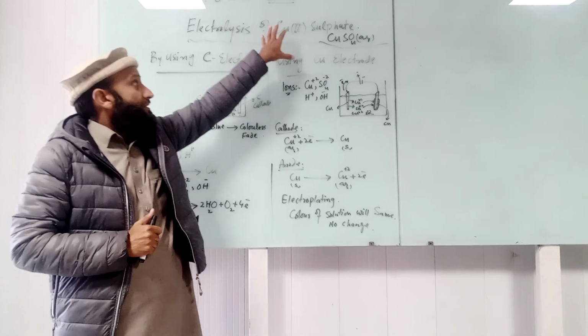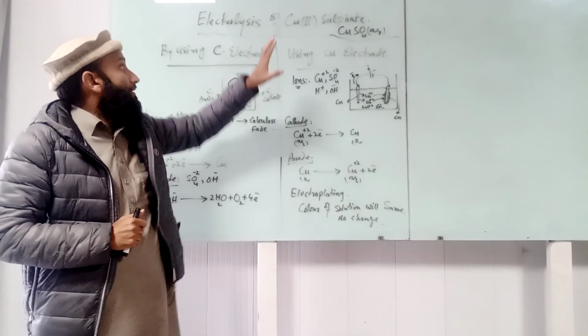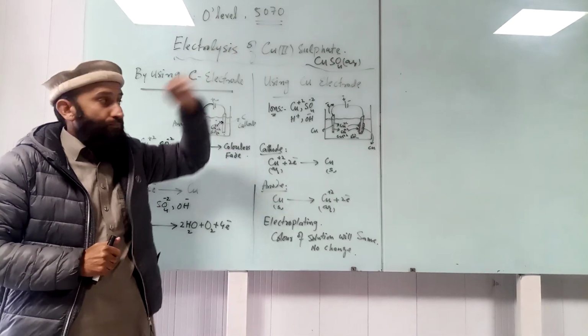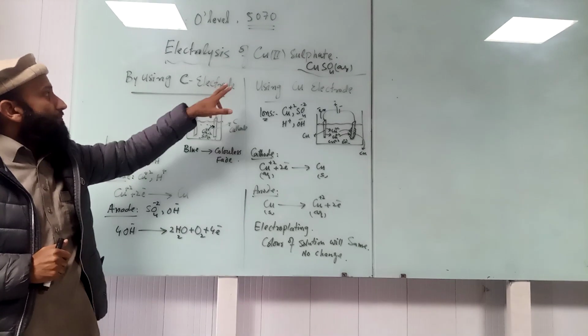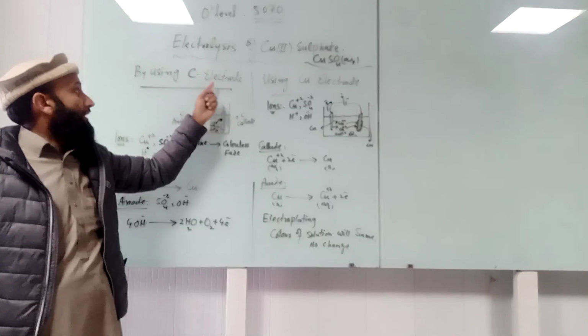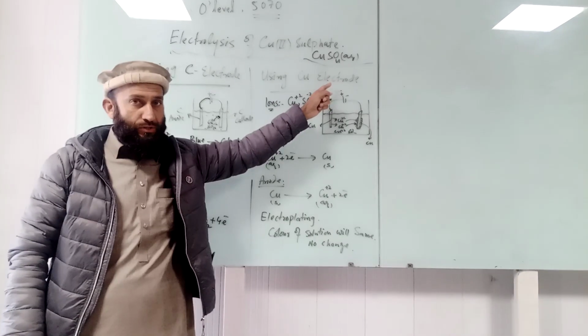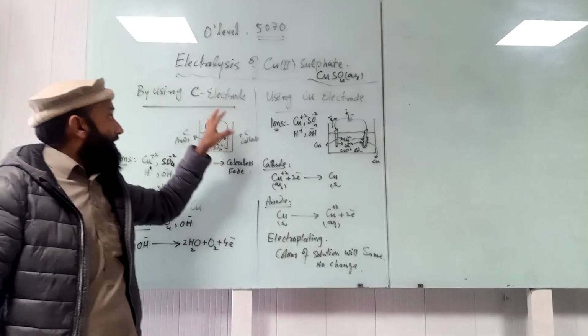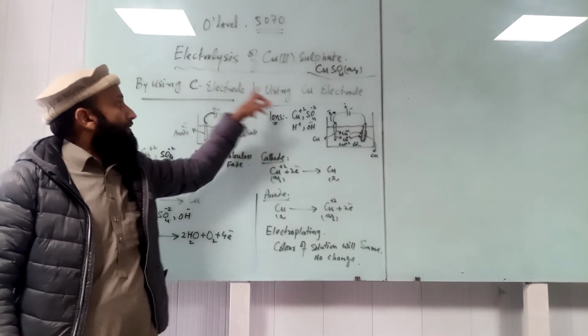This electrolysis is the third topic of this O-level chemistry 5070. In this topic we will discuss the electrolysis of copper 2 sulfate by using carbon electrode and by using copper electrode. So first of all, a little explanation about this carbon and copper.